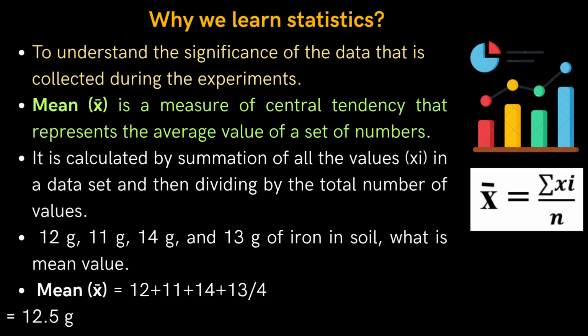For example, 12 gram, 11 gram, 14 gram, and 13 gram of iron in soil. What is the mean value? x-bar equals 12 plus 11 plus 14 plus 13 divided by 4, which is equal to 12.5 gram.